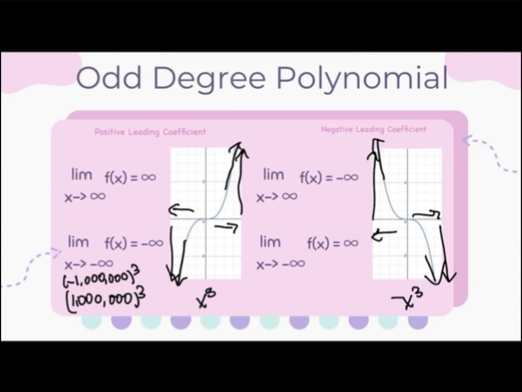Again, we can think about this using really big numbers. For x approaching infinity, let's say it's 1 million. Because it's negative x cubed, it's negative 1 million cubed, and that would end up being a really big negative number. But if you have negative infinity, negative 1 million cubed, and then you have the negative sign from the negative x cubed, you'd end up with a really big positive number for the second limit statement.